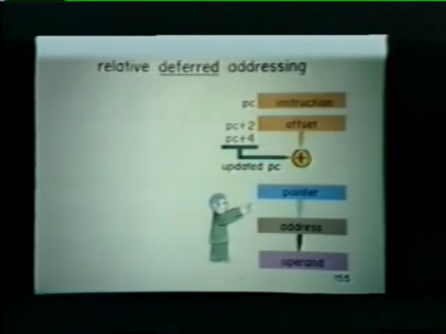Here again, the CPU adds an offset value to the contents of its updated PC. However, the sum does not represent the effective address of an operand. Instead, the sum of the offset and updated PC is used as a pointer to an address. The CPU first uses this pointer to locate the address, then it uses the address to retrieve the operand.